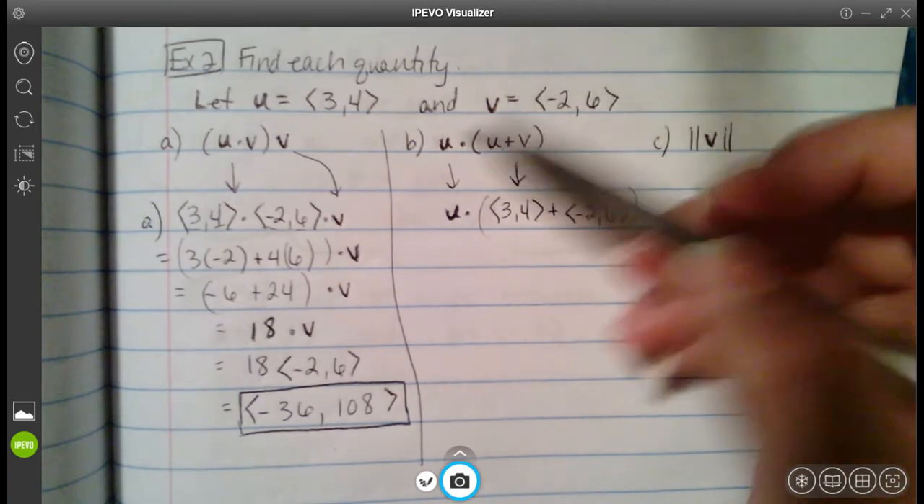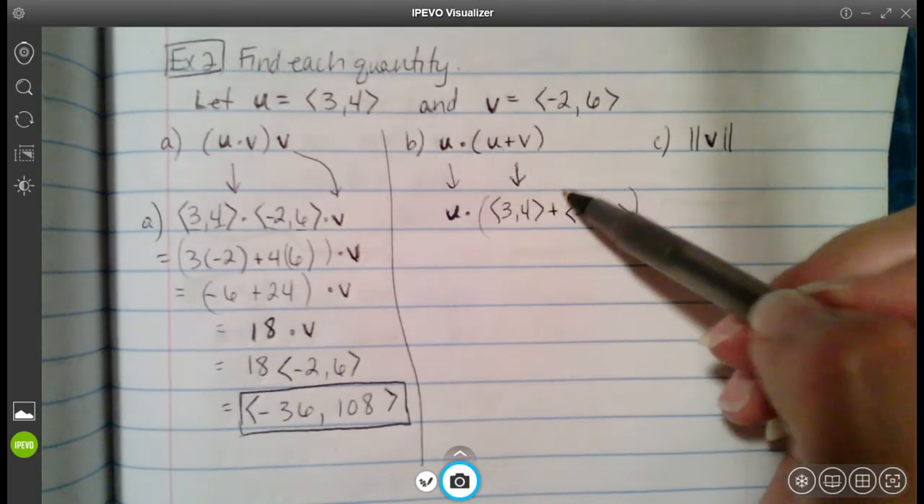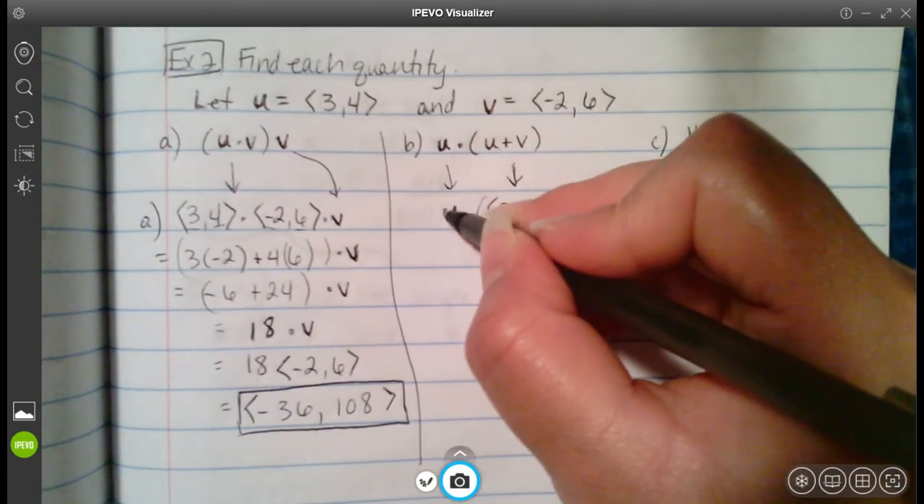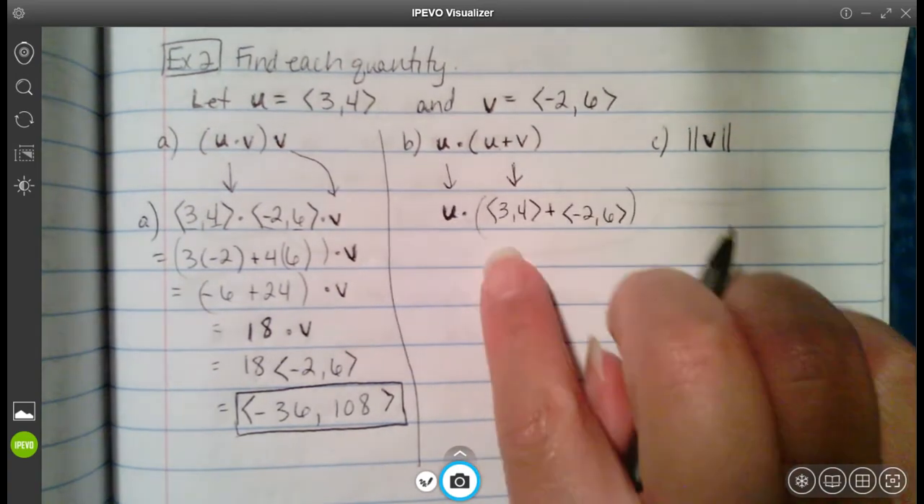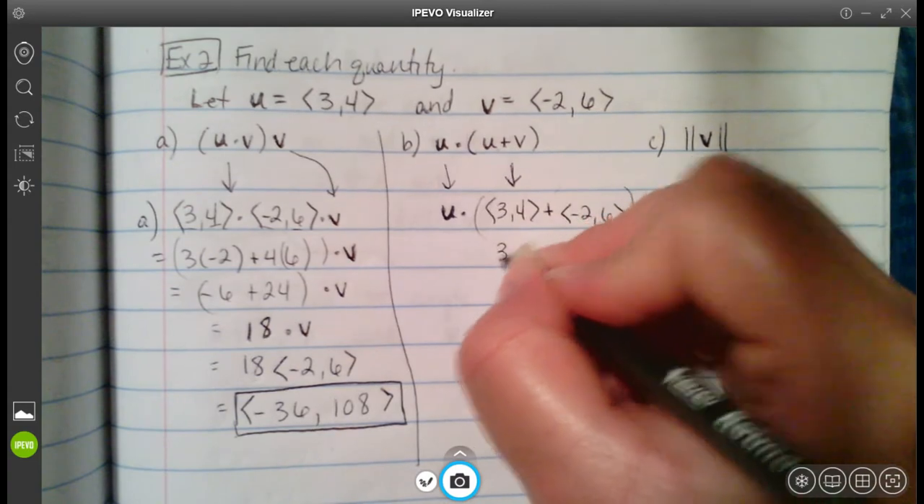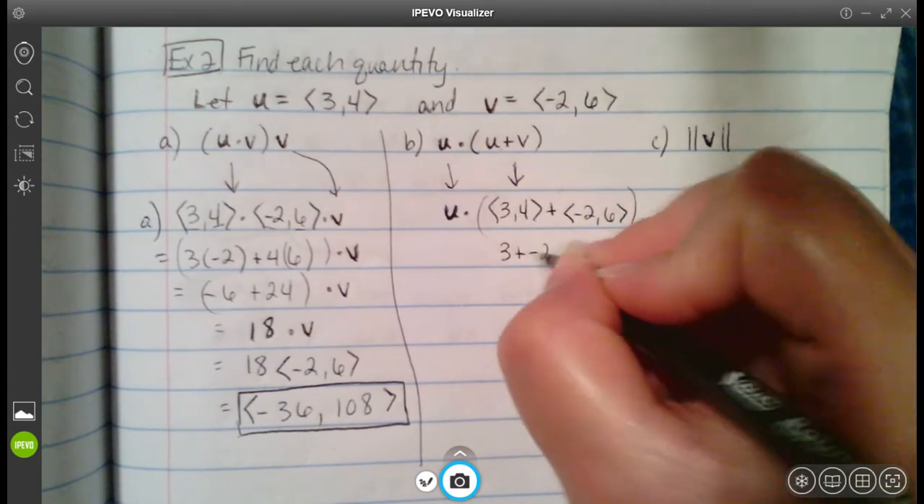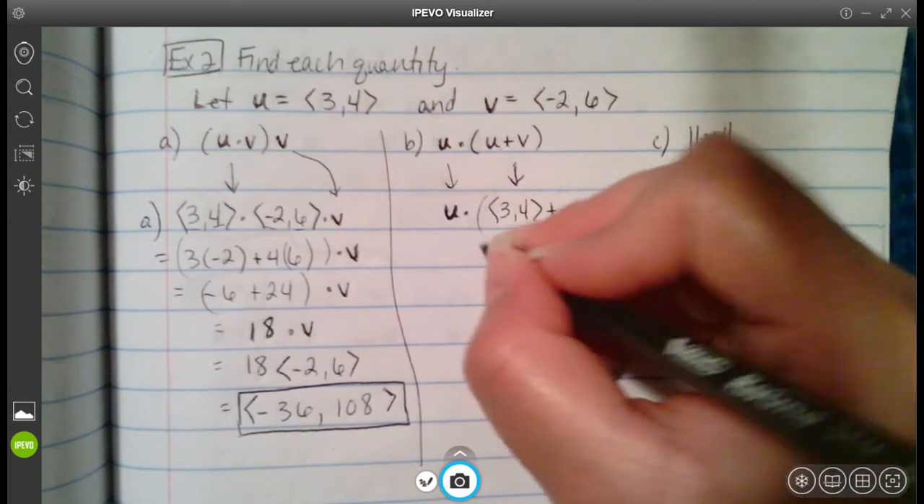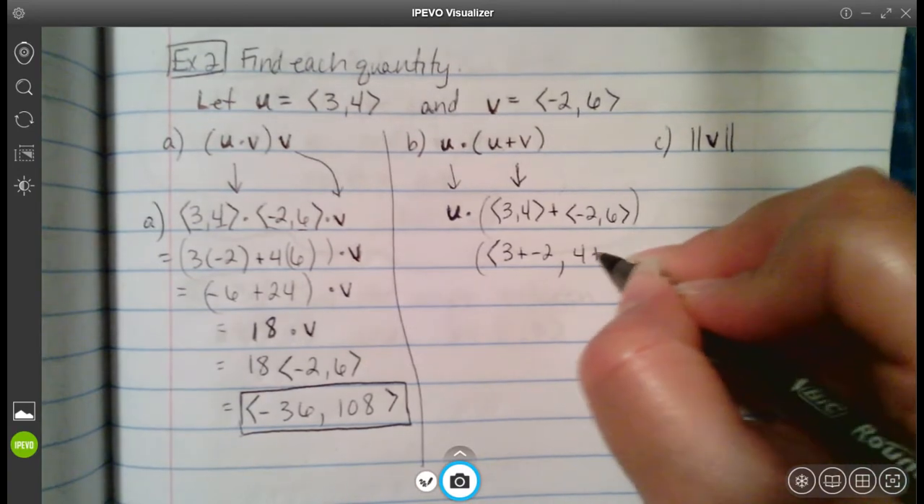And you could distribute. You could do u times u plus u times v, but like I said, I just think this is going to be the easier route. So let's see. When we're adding, we just take our components and add them. So it's going to be like saying 3 plus negative 2, okay? And then 4 plus 6.